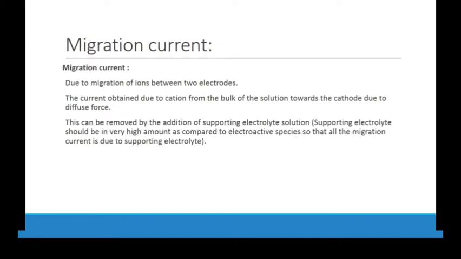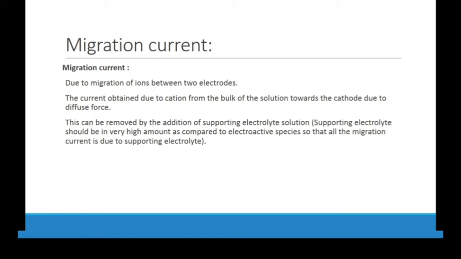So now we will talk about migration current due to migration of ions between two electrodes. If you have a complete circuit and you have some ions in the solution, the ions will start to move from positive to negative and from negative to positive. So this is the normal phenomenon. The current is obtained due to cations moving from the bulk of the solution towards the cathode due to the electrical force. So this current is actually present in polarography.